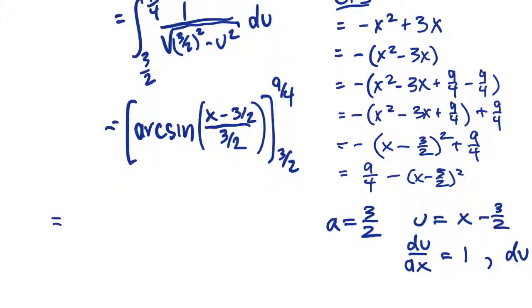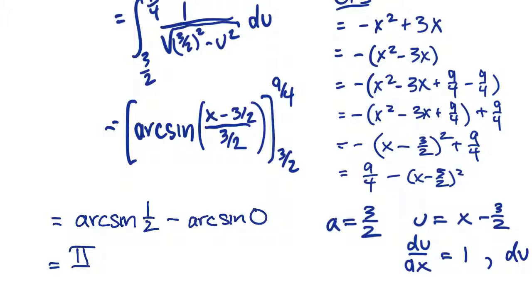We can evaluate arc sine at 9 quarters. If we do that simplification, just trust me here or plug it into your calculator, 9 over 4 minus 3 over 2, divided by 3 over 2, should give us 1/2. So arc sine of 1/2. And then minus, if we plug 3 halves in there, it will give us 0. So arc sine 0. Now using your unit circle, you should be able to figure out that the inverse sine of 1/2 is pi by 6. And the arc sine of 0 is 0. So pi by 6 is the answer.